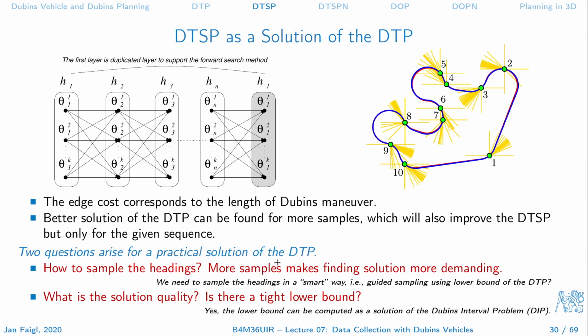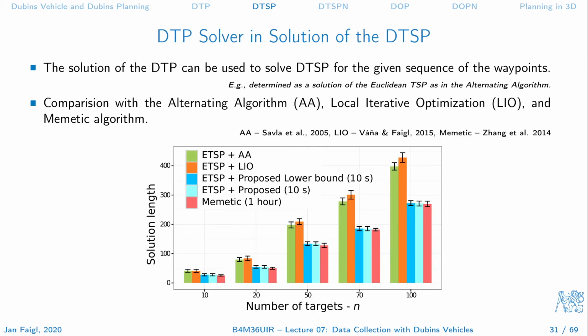That's what we showed previously, and the question is the same. So how to sample the headings? More samples make finding more demanding. What is the solution quality? Tight lower bound. We already have it. So if we put these things together, this is the DTP.